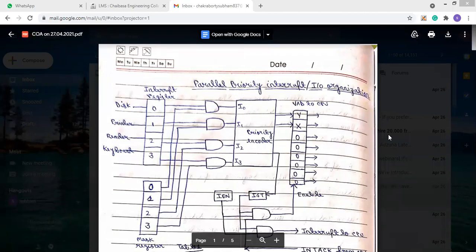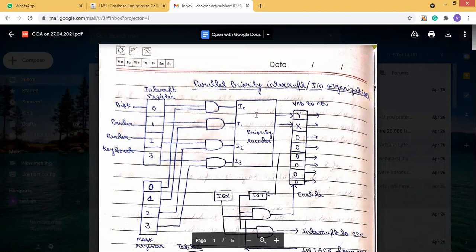Good morning to everyone. Today we will discuss a very important topic in computer organization and architecture, from the GATE perspective, that is parallel priority interrupt. I have already discussed the daisy chaining method in the computer organization and architecture class, and this is another type of method, parallel priority interrupt, which is very important from the GATE perspective. So what is the parallel priority interrupt? We will discuss it in this class.